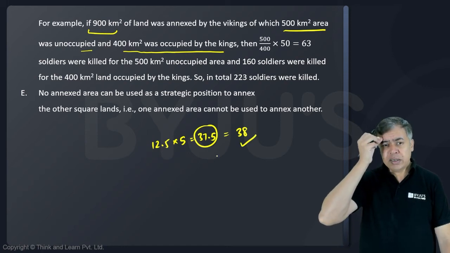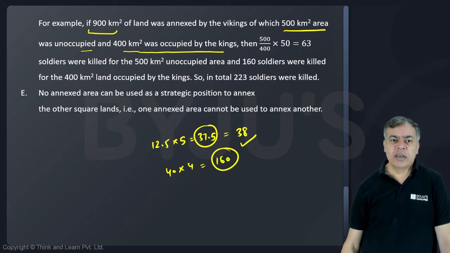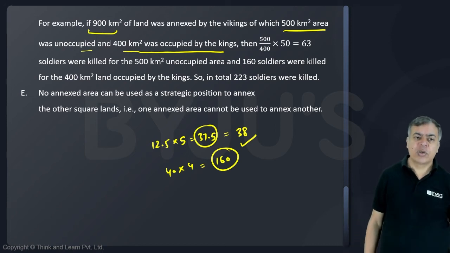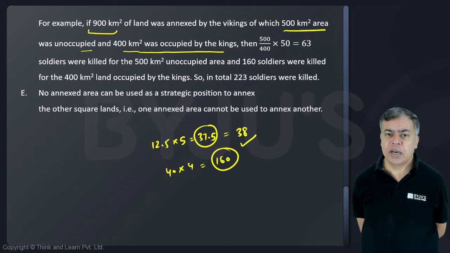Okay, that is the rate. Unoccupied we are talking about. And occupied, it would be 40 for every 100, so 40 into 4 will become 160 soldiers killed. Okay, wait a minute, I have done something wrong. Just see, 900 kilometer square of land was annexed, of which 500 kilometer square was unoccupied and 400 was occupied by the kings. Then 500 by 400 into 50. Okay, what was this 50? 50 soldiers.